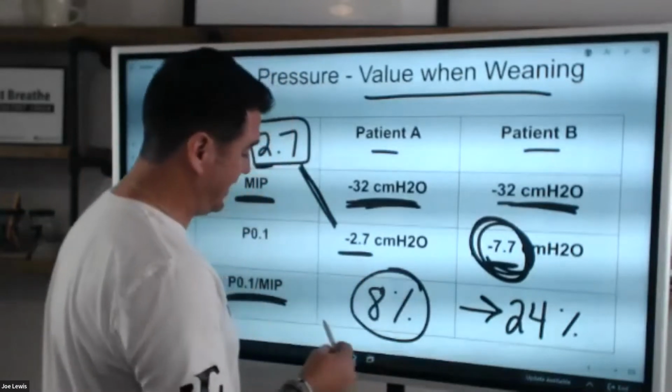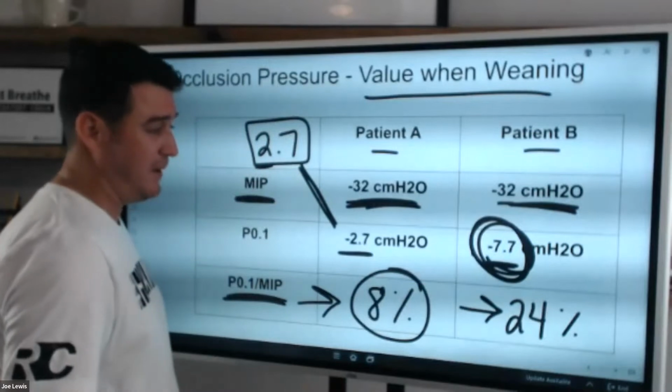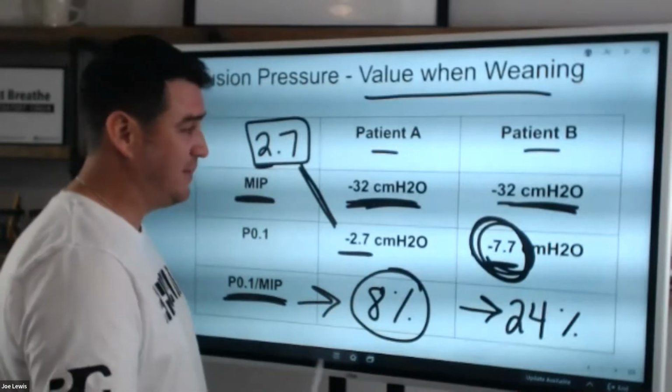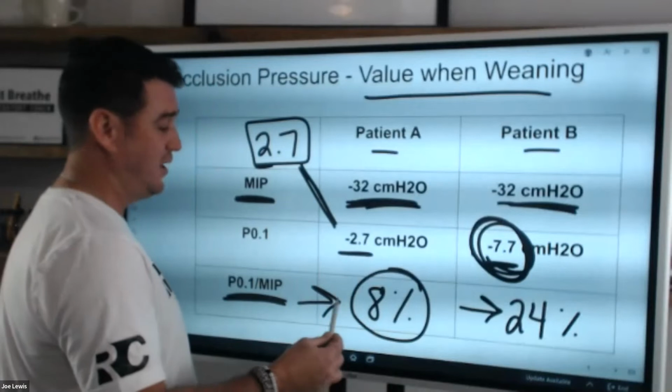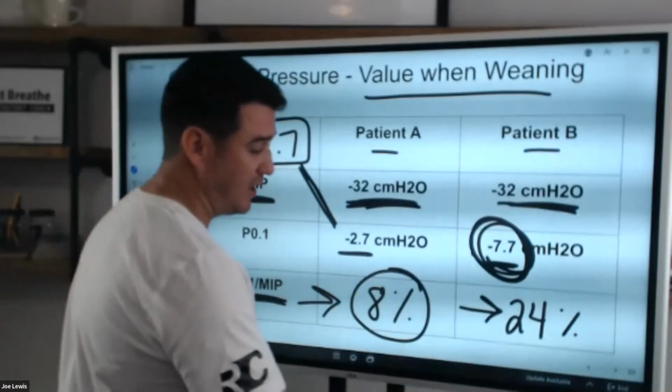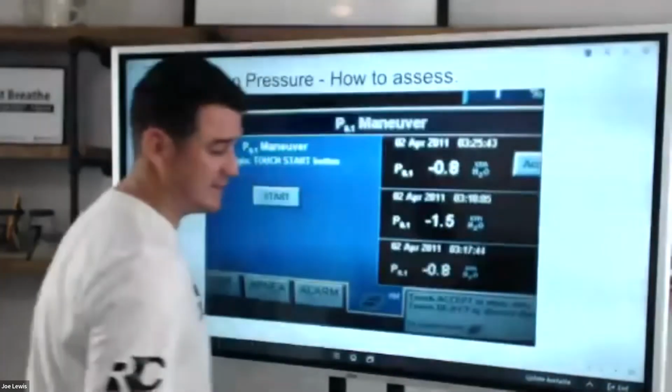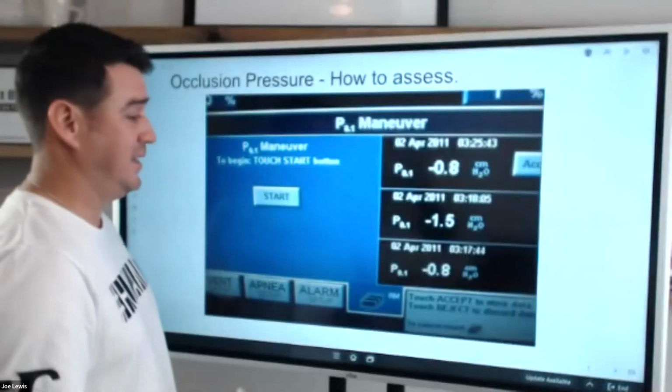So recognize this and keep this in mind when you start assessing your patients, your MIPs, and you're thinking about it prior to extubation. Ask yourself, what is my P100 to MIP ratio? Because the research out there supports that it has validity in the realm.